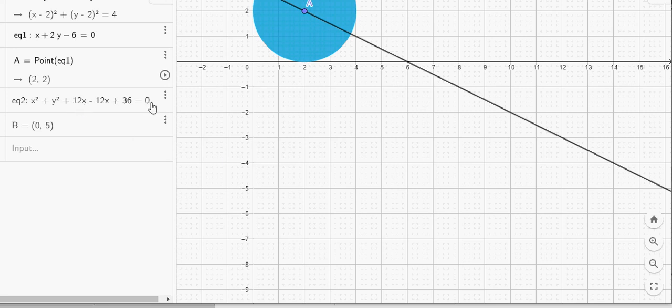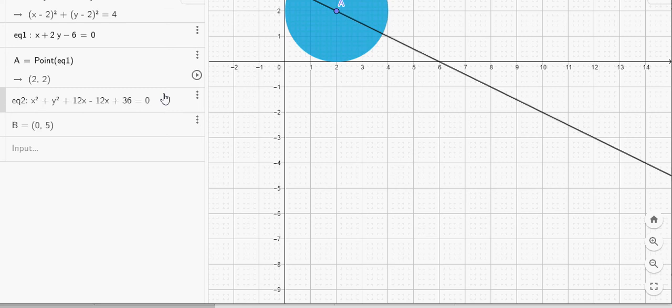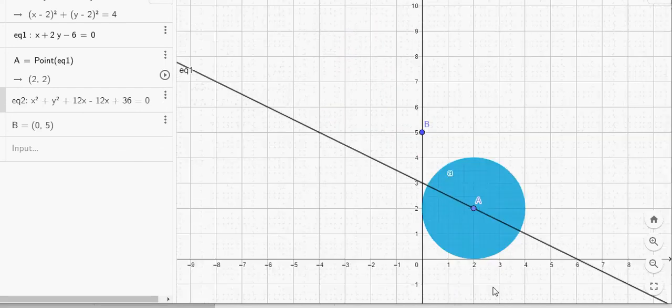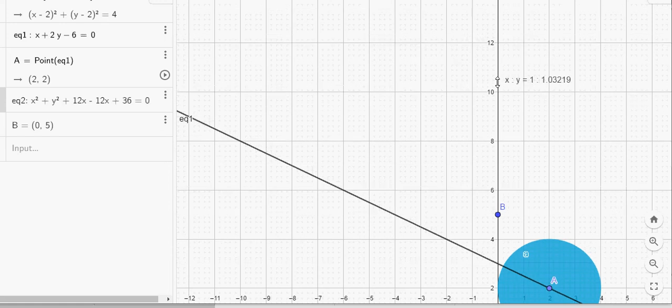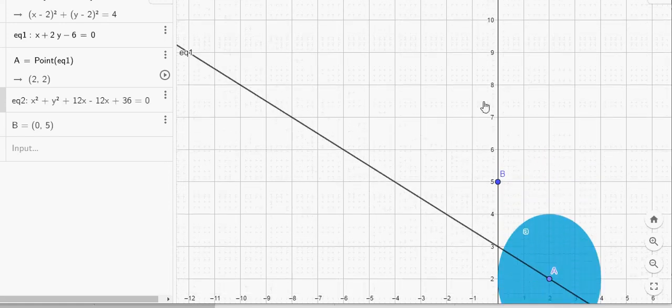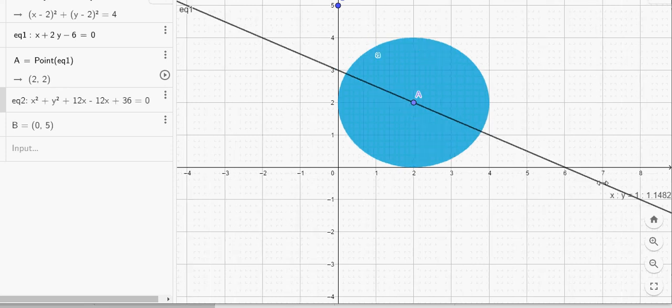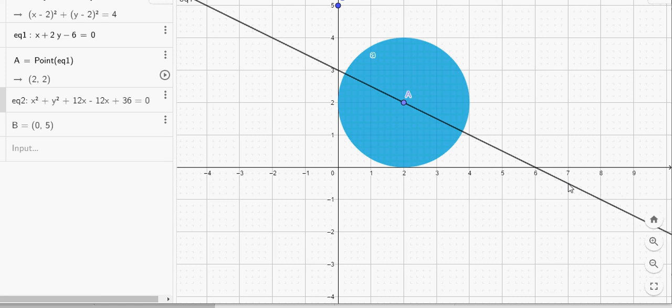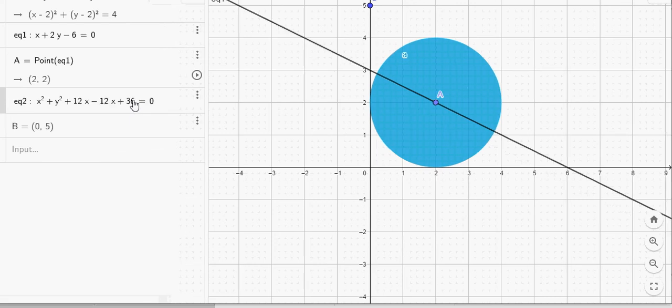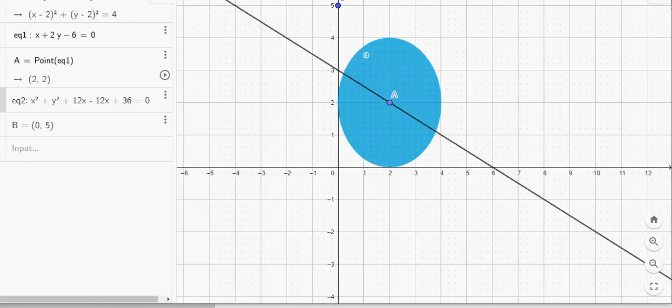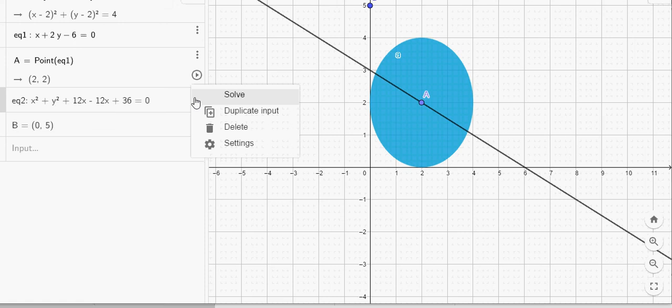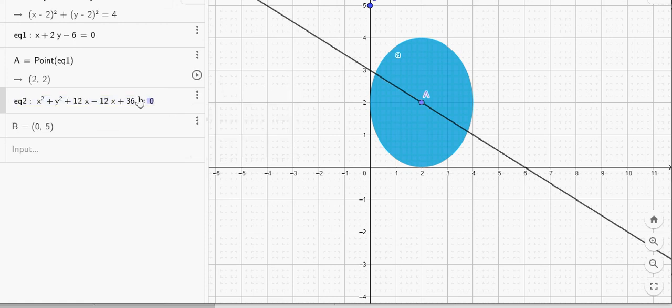X squared. Hmm. The equation 2 has disappeared on me for some reason. I'm trying to figure out where did it go. It seems to want to draw it for me, which I don't want. Alright, I'll just go back to the start and try and put it in again. Just paste this. X squared plus y squared. Yeah, and technology fails.